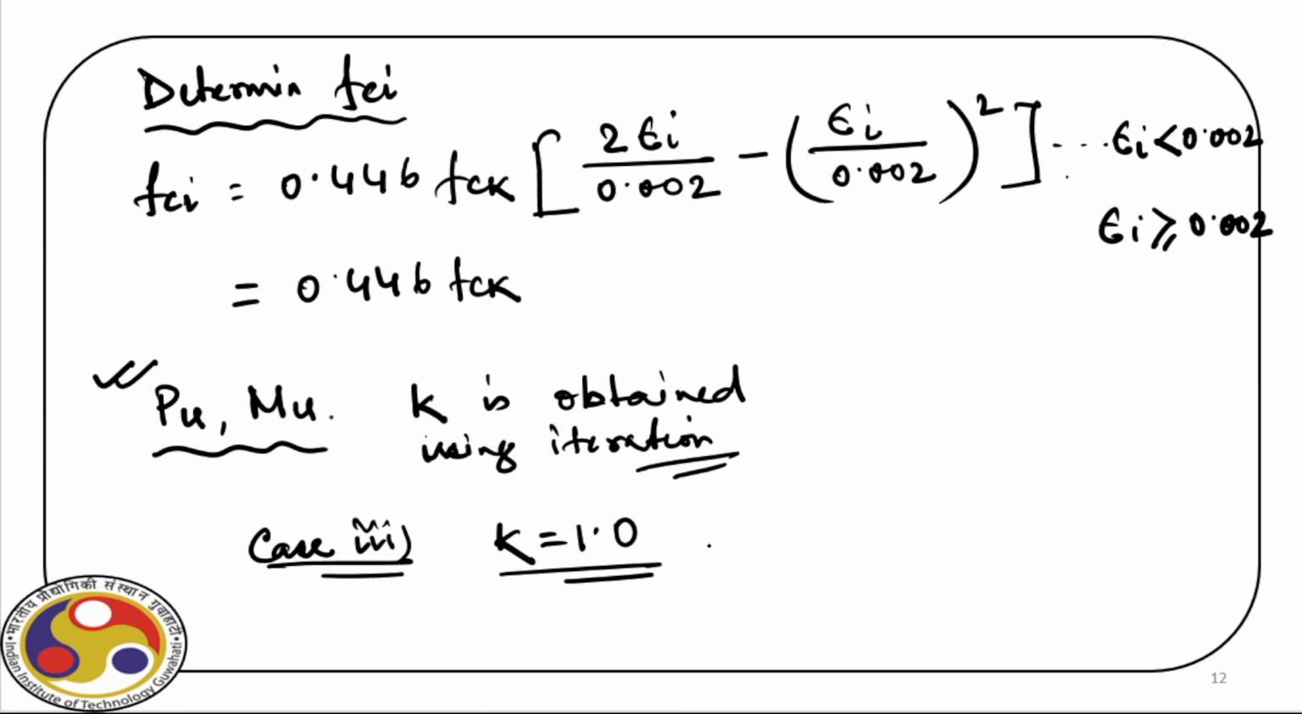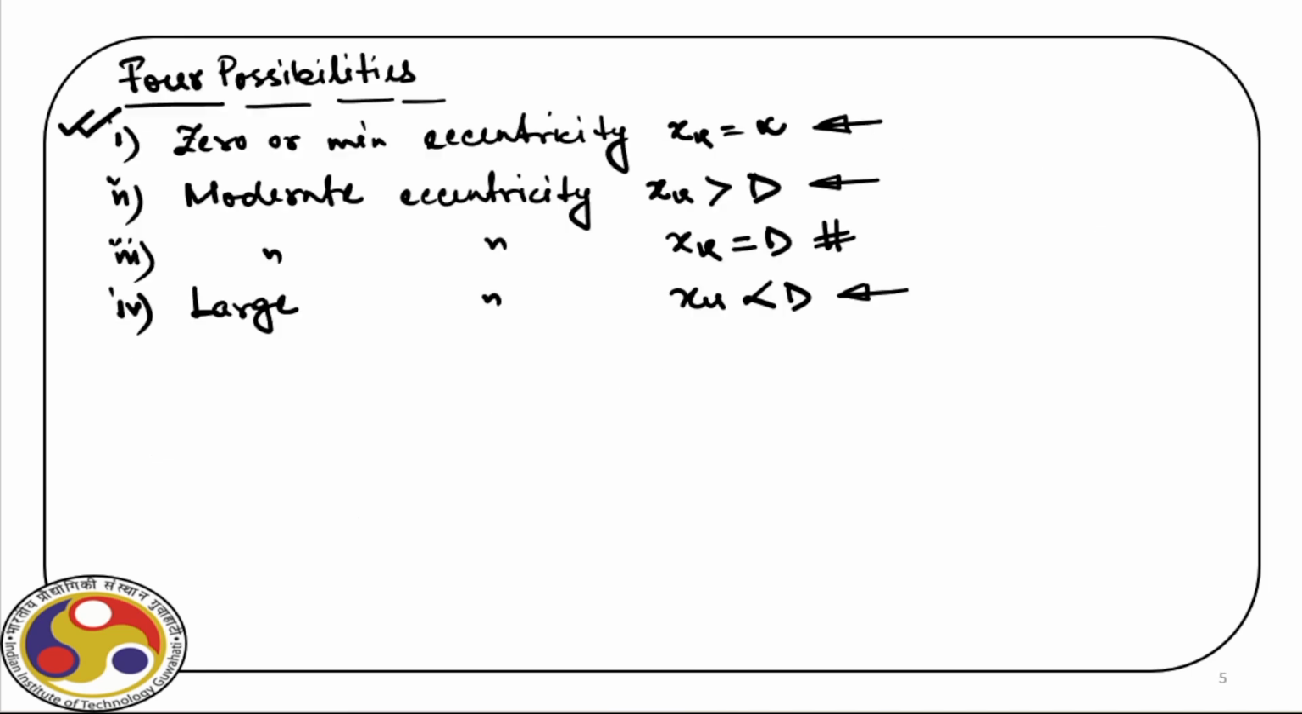In our following class, we will see how to solve some problems, and also we have to derive the sectional capacity for the last case, where we have large eccentricity. So we will derive that first, and then we will solve some examples, and we will see how we can design a cross section where we have axial compression and uniaxial bending. Right. Thank you very much.